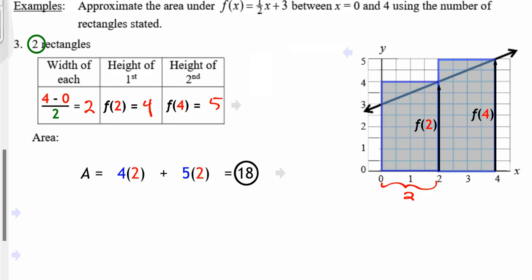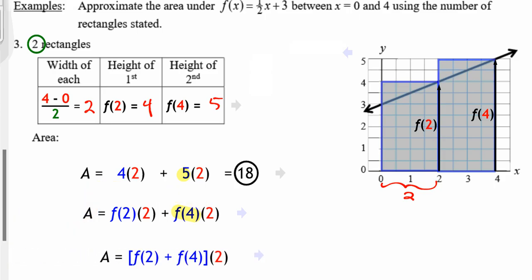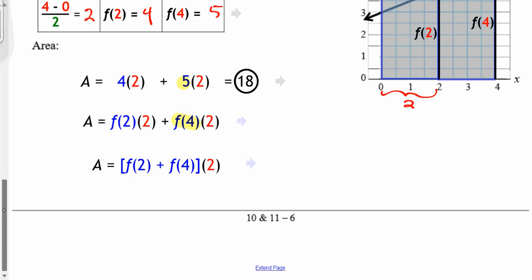Now let's look at this a couple different ways so that we build towards a formula. This 4 was the f of 2, and I should probably be drawing so people online can see. That 5 is the f of 4. Let's try this again. What I could do is factor the width out, because each height is multiplied by the same width. So the width is always the same.